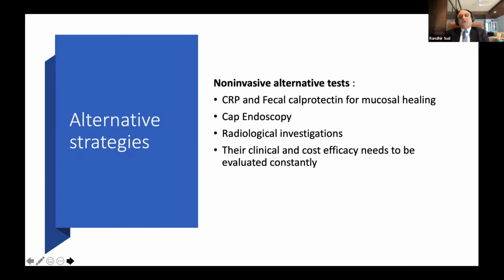Now, we should also be looking at non-invasive alternatives to certain areas where we used to use endoscopic procedure as a routine. These are like using CRP and fecal calprotectin for mucosal healing, using capsule endoscopy instead of invasive endoscopy, radiological investigations, when you're taking a decision between EUS and MRCP, these days MRCP may take precedence. Similarly, barium series for dysphagia, etc. But we have to understand that their clinical and cost efficacy needs to be constantly evaluated, whether they can become a part of the future protocol.